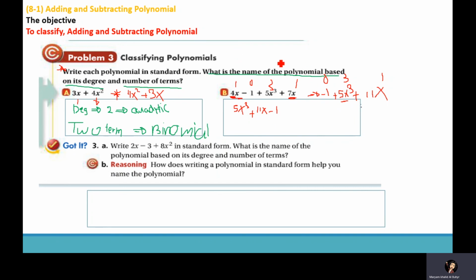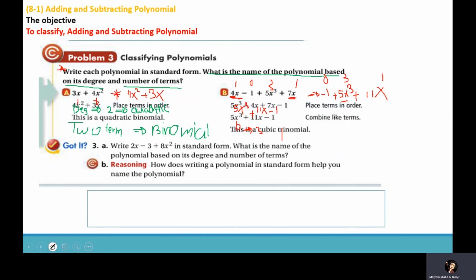Now I need to classify this one according to the degree. The degree is the greatest one, the degree is 3. So since the degree is 3, we call it cubic. Now finally, the number of terms. How many terms do we have? 1, 2, 3. 3 terms. Since we have 3 terms, it is a trinomial. So because of the degree, it's a cubic, and based on the number of terms, it's a trinomial. So I can show you the answer here in a clear way.